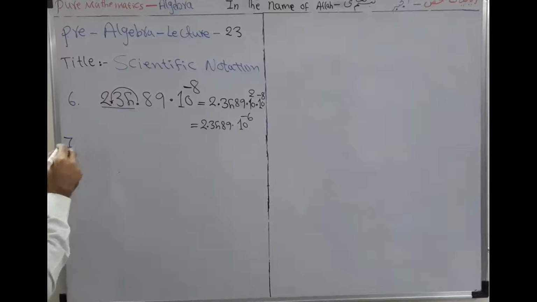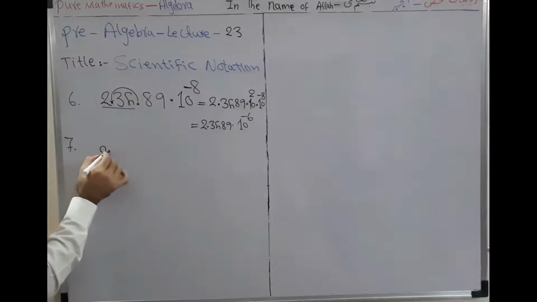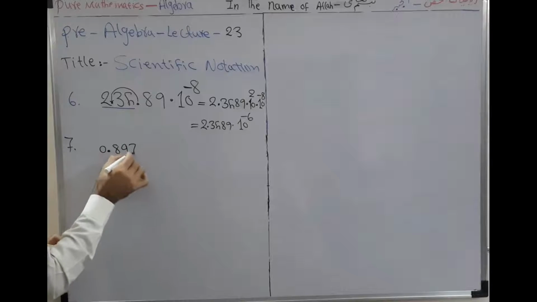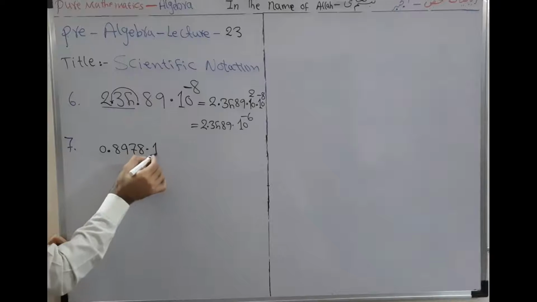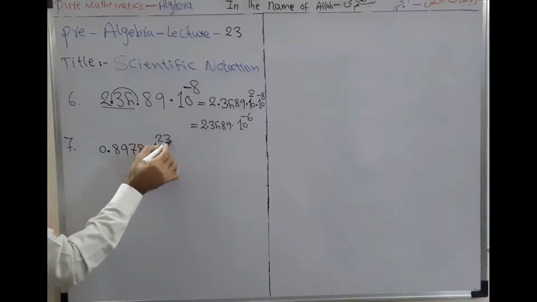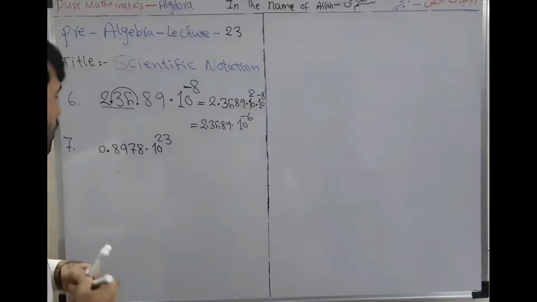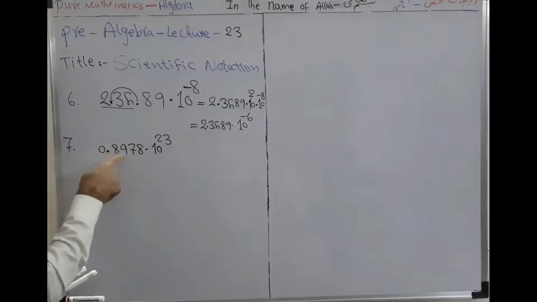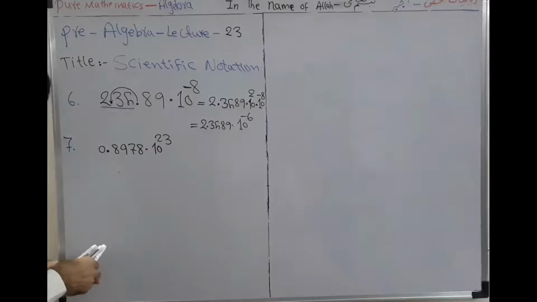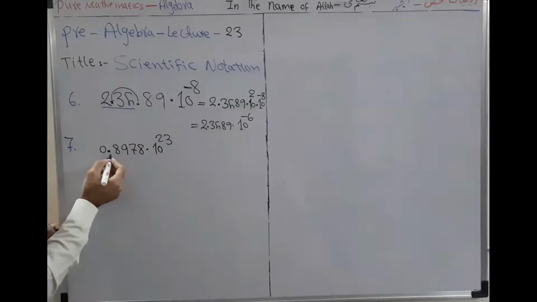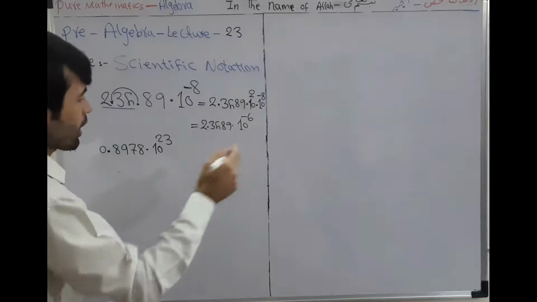Question 7. 0.8978 multiplied by 10 to the power 23. It is not in scientific notation, because here we have 0.8. It means it is less than 1. It should be 1 or greater than 1.